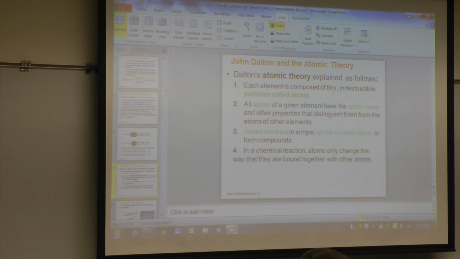So Dalton came up with a theory that says, number 1, each element is composed of tiny indestructible particles called atoms. And number 2, all atoms of a given element have the same mass. And these atoms combine in simple whole number ratios, so that in a chemical reaction, atoms only change in the way they are bound together, you know, the bonds that join them together.